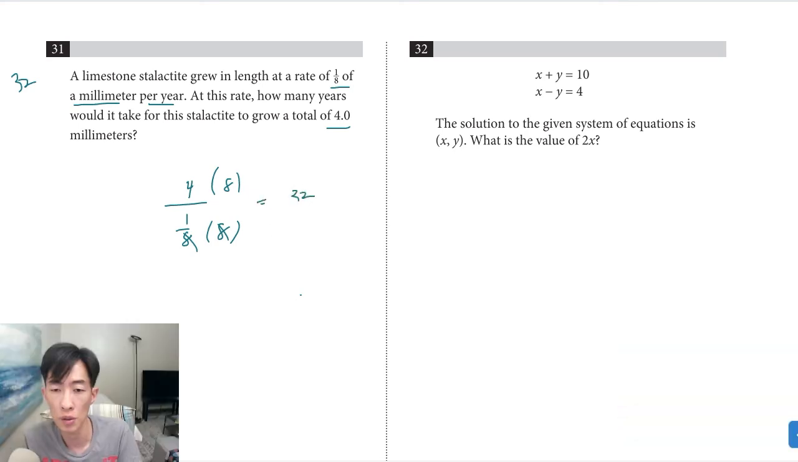Question 32, we've got a system of equations, and they want to know what is the value of 2x. So what's nice about this is you can see that if we just add the equations together, we're going to get 2x, y plus negative y is 0, and 10 plus 4 is 14. 2x is equal to 14. You don't have to do any more work.